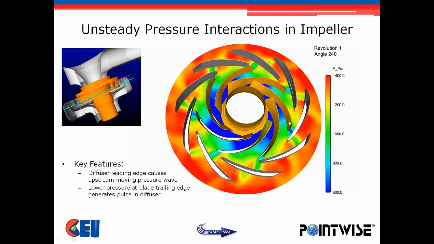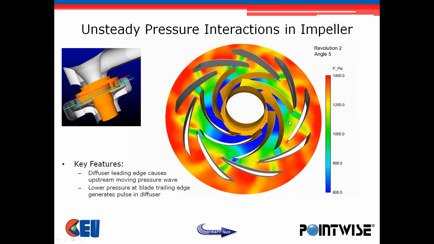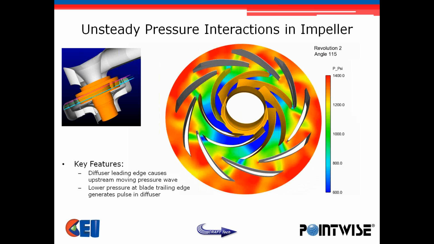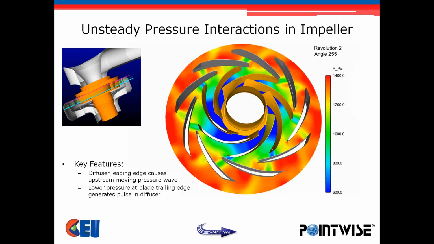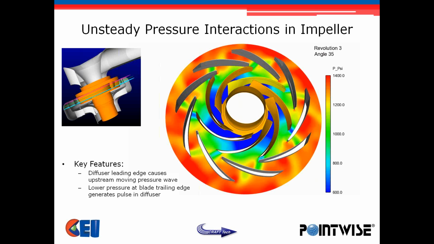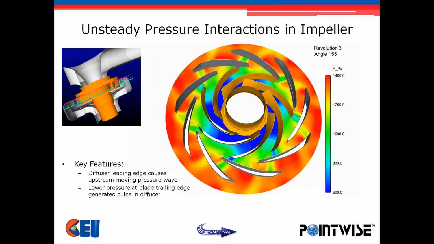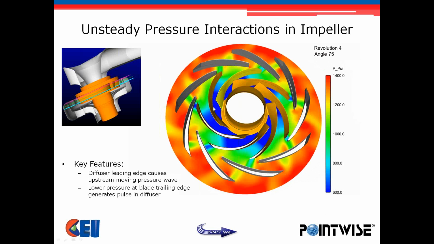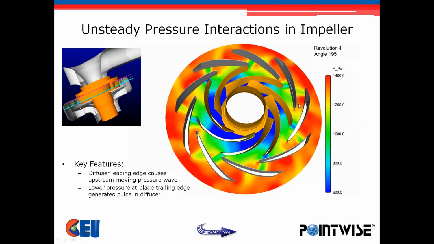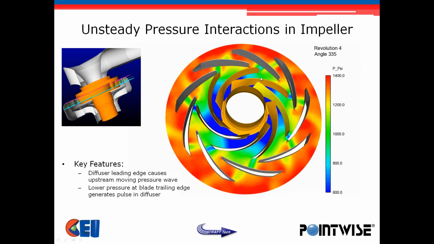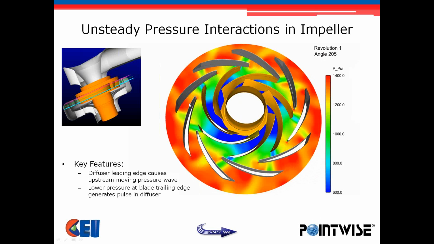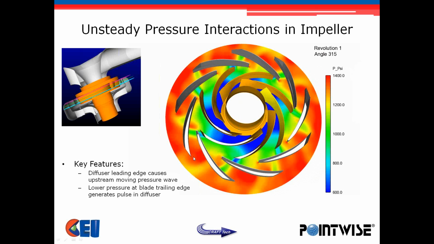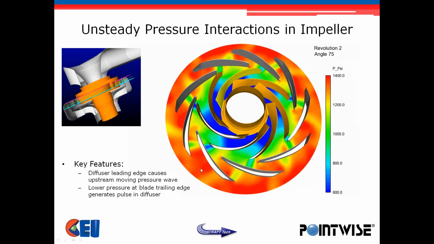Another feature of the flow that we were interested in looking at was the unsteady interactions between the impeller and the stationary parts of the diffuser. This animation is showing a cut that goes through the impeller, and we're looking at contours of pressure. There are a few features I'd like to point out.